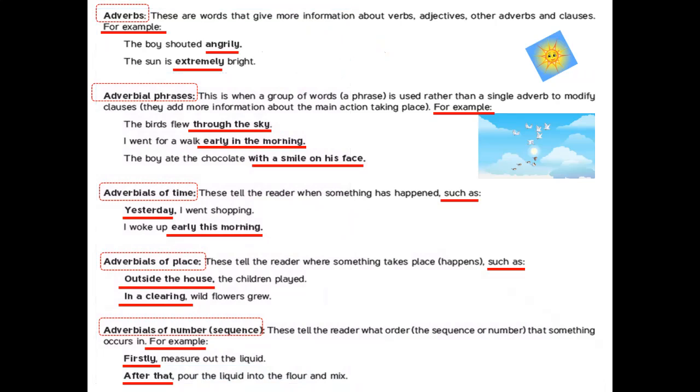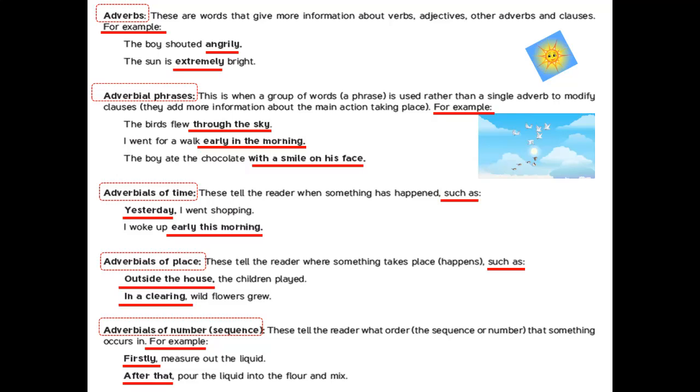Here, the adverbs again. These are words that give more information about verbs, adjectives, other adverbs, and clauses. Like, for example, the boy shouted angrily. How? Angrily. The sun is extremely bright. So it means very bright, very shiny.